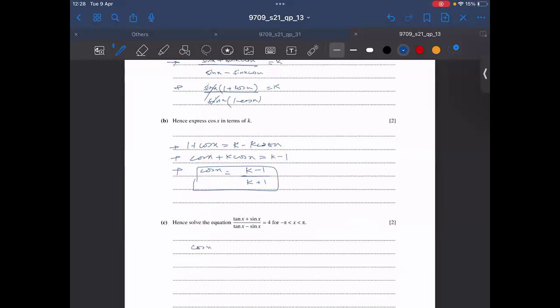Now in the C part, I have value of k equal to 4. I'm going to replace k with 4 in this above equation. Cos of x is equal to 4 minus 1 is 3, over 4 plus 1, 5. So I've substituted 4 in place of k. Cos x equals 3 over 5. Now, can you help me out in calculating the basic angle, cos inverse 3 over 5?